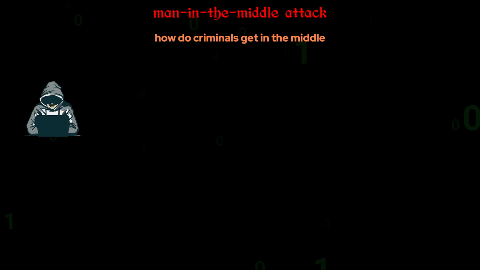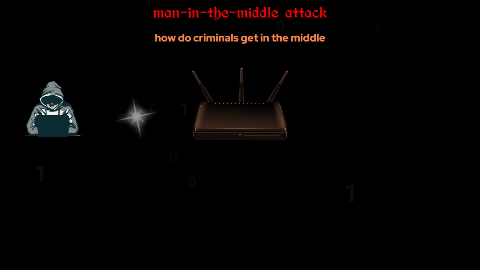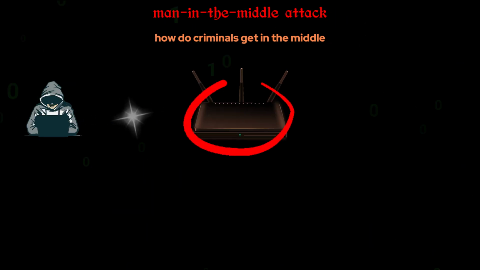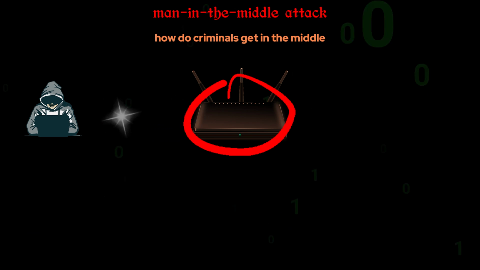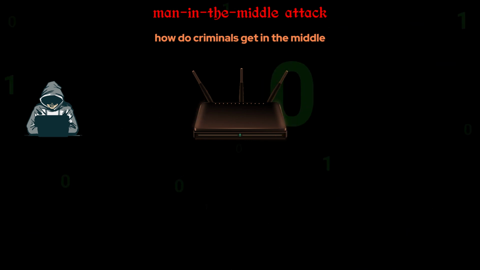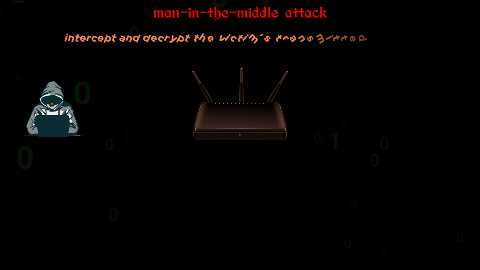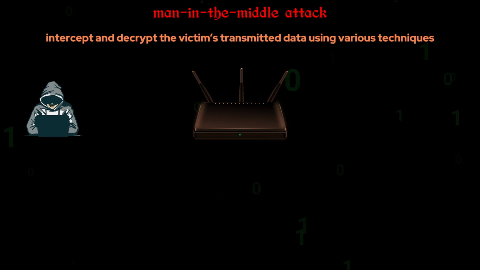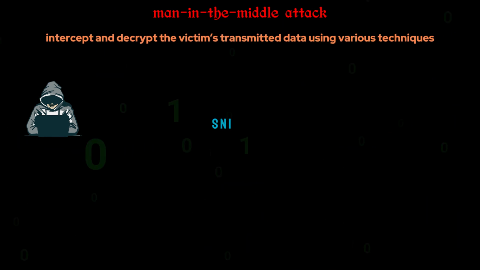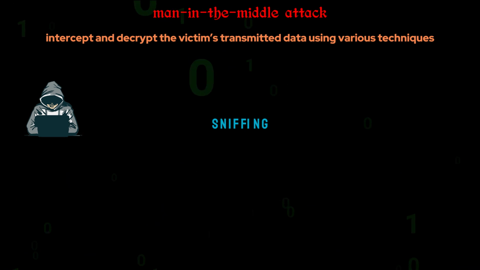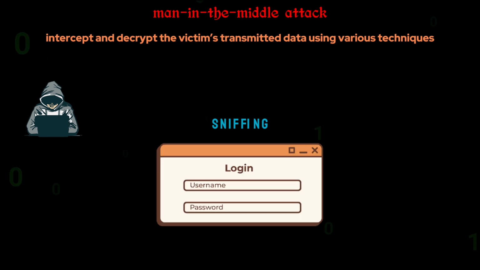The first step is to compromise the Internet router, which they can do with tools that scan for unpatched flaws or other vulnerabilities. Next, they intercept and decrypt the victim's transmitted data using various techniques. A basic method is sniffing, in which attackers deploy tools that inspect packets, units of data that are transferred over a network. These can intercept unencrypted information, such as passwords and usernames.